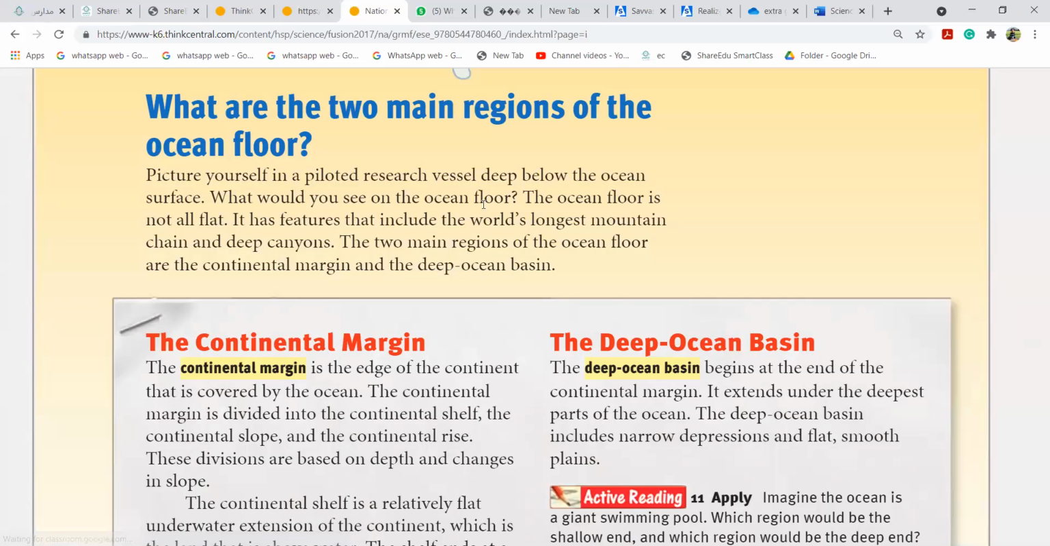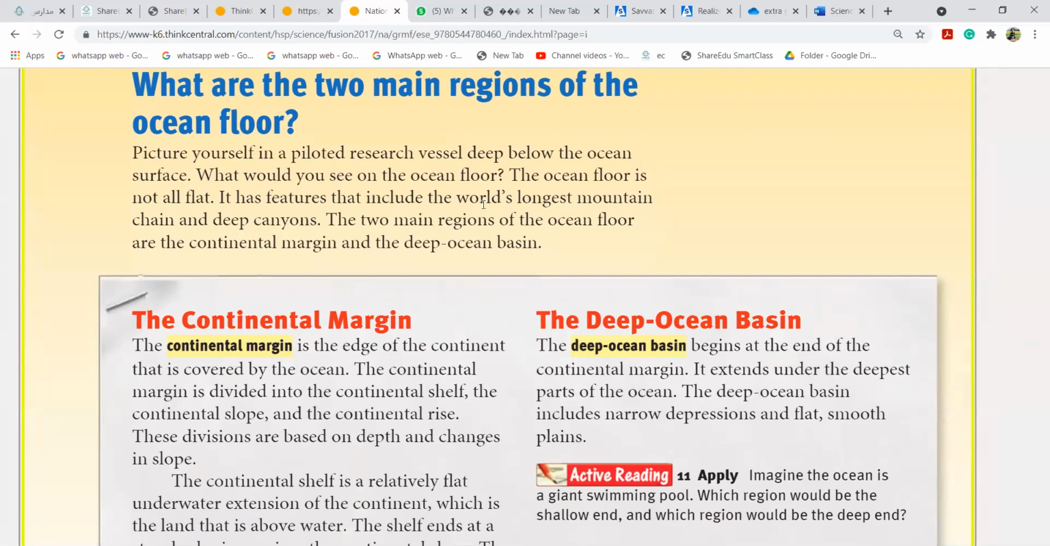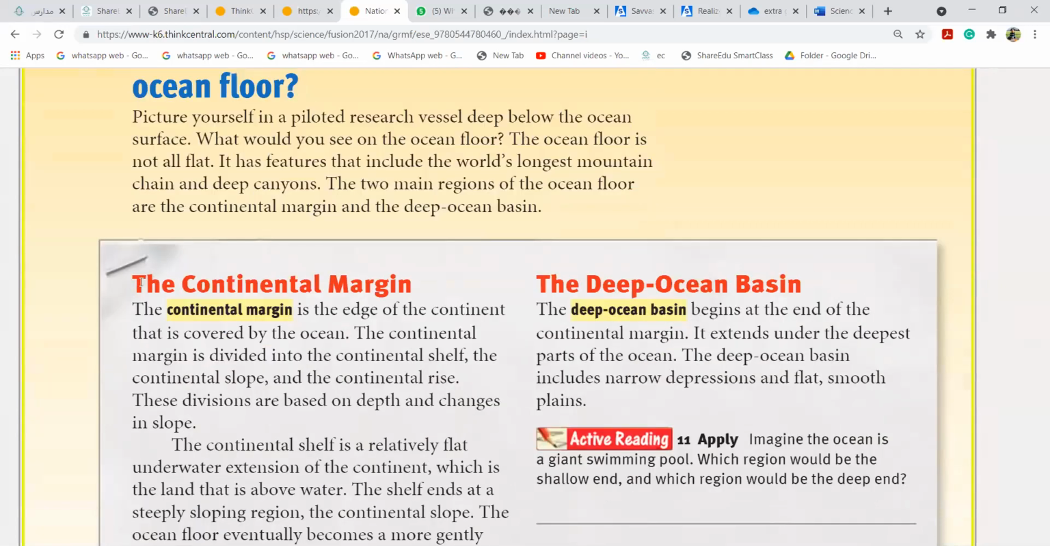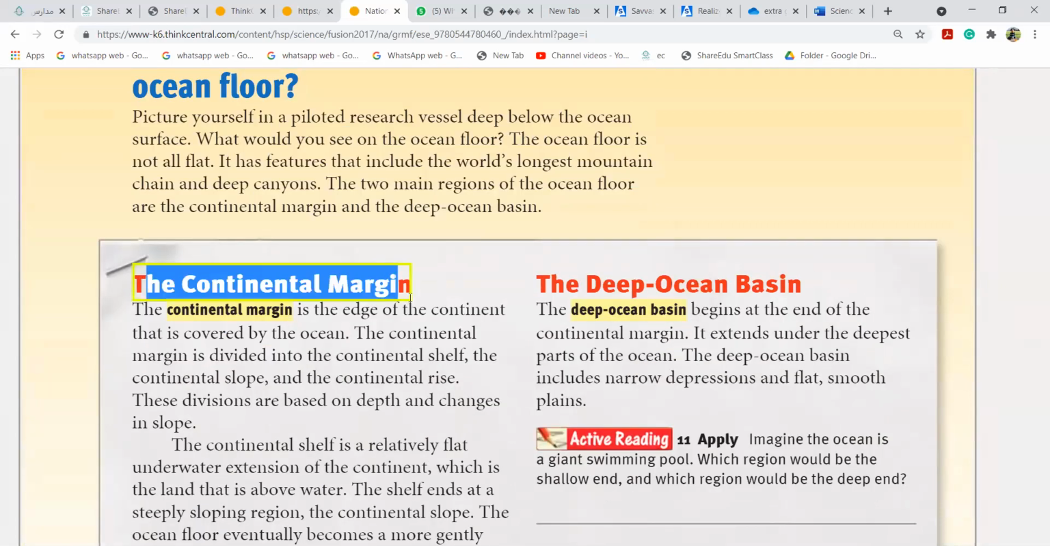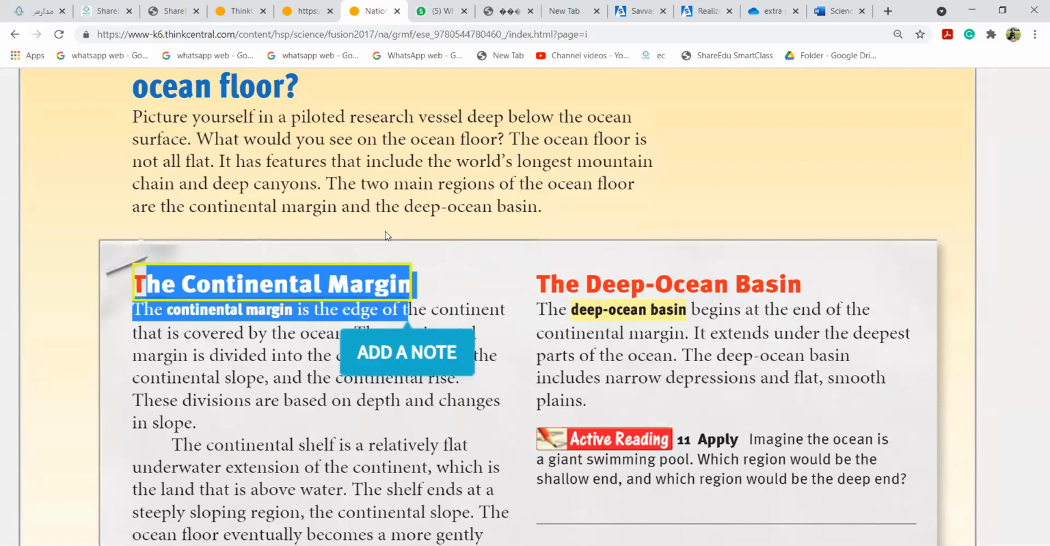Now coming to this, what are the two main regions of the ocean floor? The two main regions are, one is called the continental margin, and the other one is called the deep ocean basin. Again, there are two important regions of the ocean floor. One is the continental margin, and the other one is the deep ocean basin.